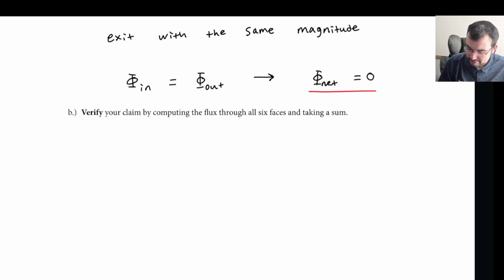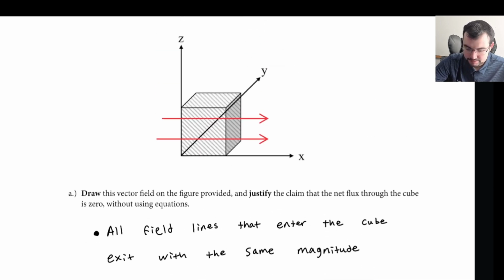Verify our claim by finding the flux through all 6 faces and taking a sum. So we can actually simplify our work a lot here just by using symmetry. If we look at this cube, we see that the field is pointing to the right at all points. So what that means is that the rightward field is only going to pierce faces of the cube that are entirely perpendicular to that x direction. So if we actually look at our cube, there's only 2 faces that contribute to the flux. We have this face where the field lines exit, and then on the other side the face where they enter.